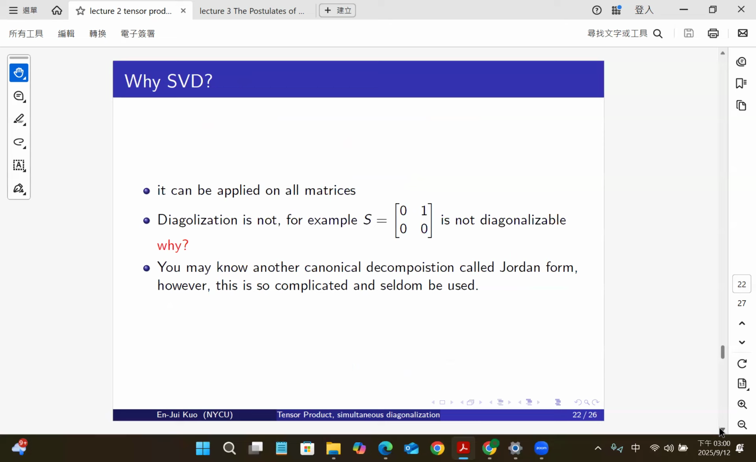The first is that you can apply it on all matrices. But diagonalization is not. For example, a simple exercise is to check this matrix is not diagonalizable. Okay, so this is an easy exercise. And you might know the so-called analytic computation of Jordan form, but it is so complicated. SVD is still the one to use.